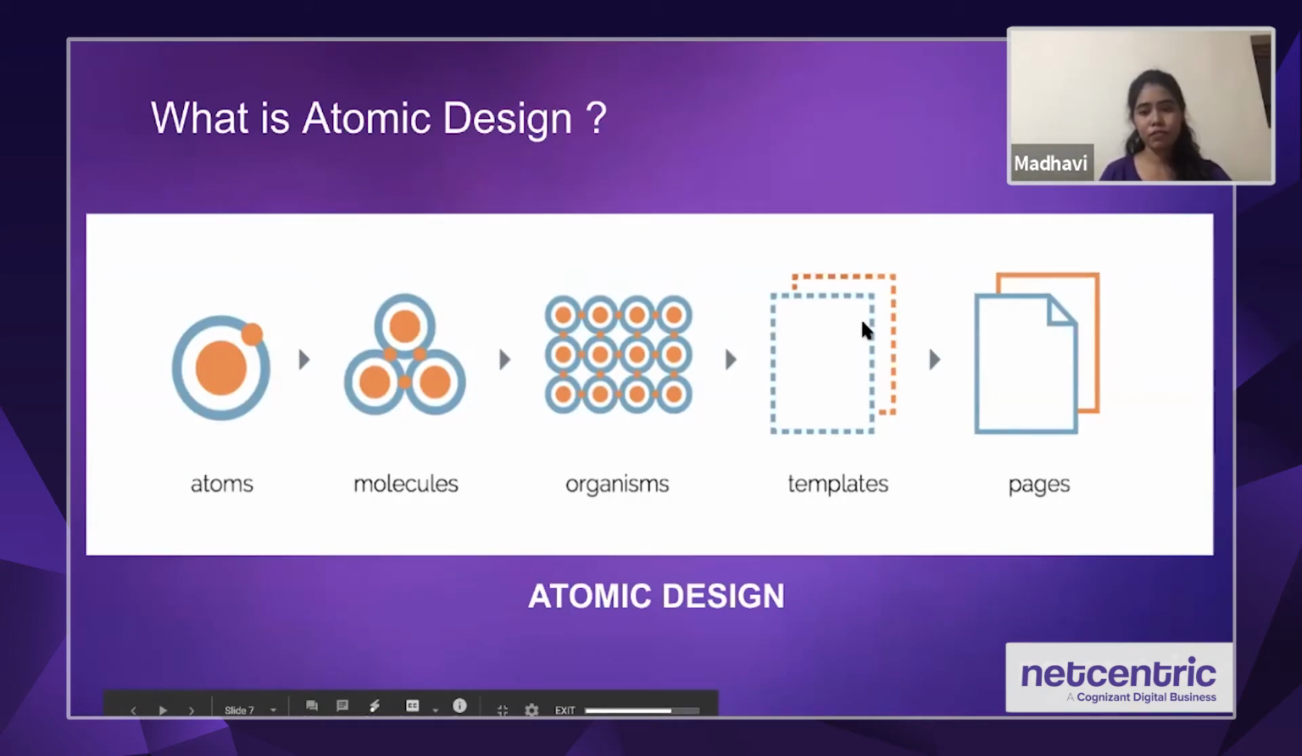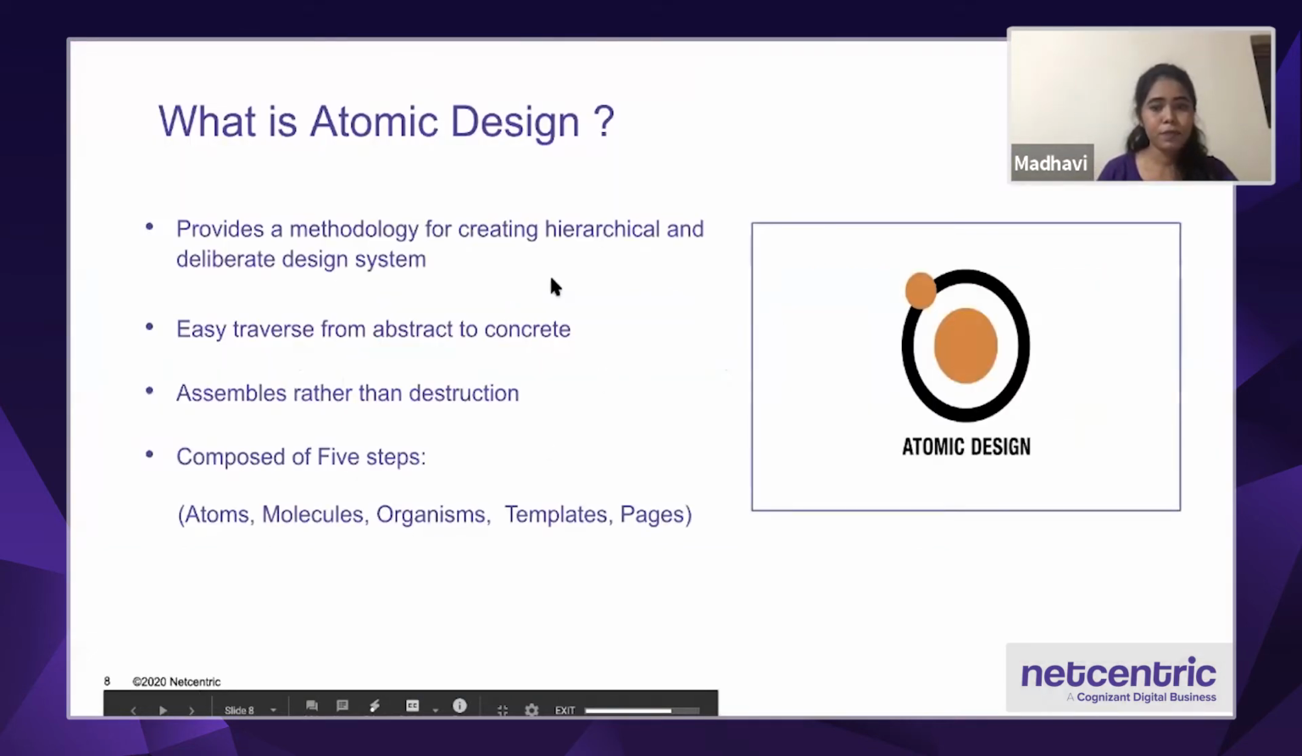So, atomic design. This is a simple illustration. Right now, it is not making sense to you. But when I go to the next slide, it says what atomic design is. Atomic design provides a methodology to create a hierarchical and deliberate design system, and it is composed of 5 different stages, which include atoms, molecules, organisms, templates, and pages. So it travels from abstract to concrete also.